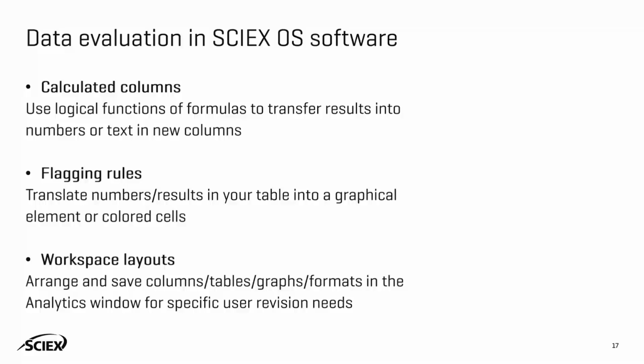Then we also have flagging. So once you've got the calculations there, you want to know when they're in range or in your criteria or outside your criteria. So in SCIEX OS, you can flag the cells that fall outside your criteria, and these are highlighted by a color. They can be pink or blue, depending.